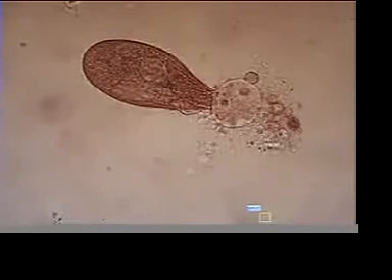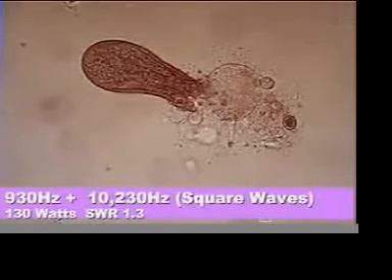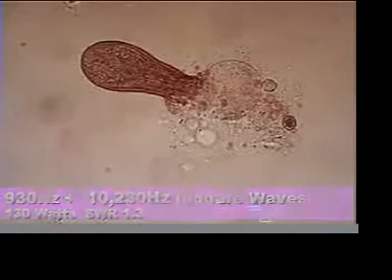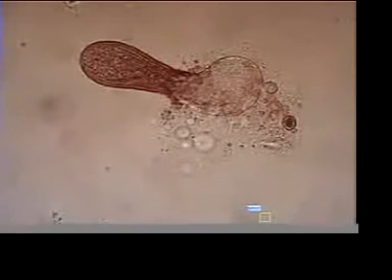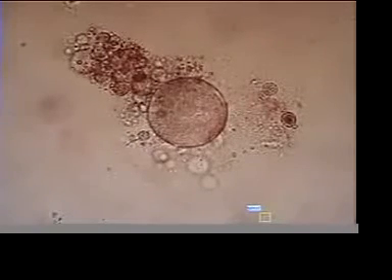Devitalization of a Blepharisma with a radio frequency pulsed plasma device. Two frequencies, 930 hertz and 10,230, which is the 11th harmonic of 930. 130 watts, SWR 1.3. Let's watch this closely. Usually we see spheres forming as the organism disintegrates. And sometimes, oh, there we got a double disintegration from the second end. Excellent, excellent. Classic. Now watch the spheres and see if any of them fuse together.